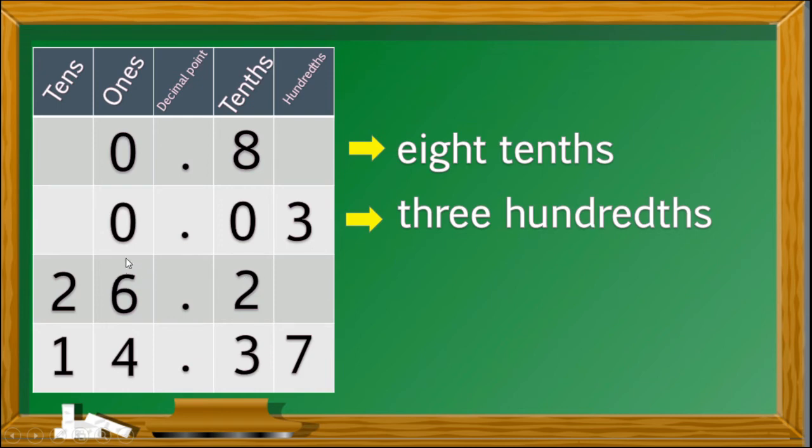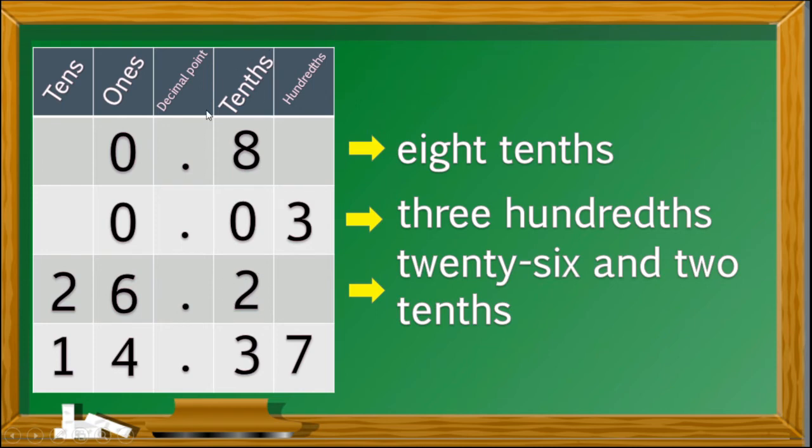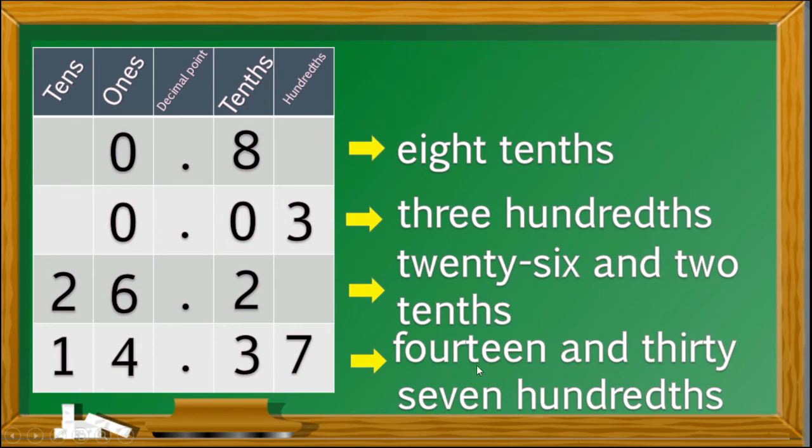Susunod, may whole number. So, 26 and 2/10. Yung decimal, magiging "and" yan. Papalitan nyo ng "and". Kaya naging 26 and 2/10. At yung last number, 14 and 37/100. Okay, so 14 and 37/100.